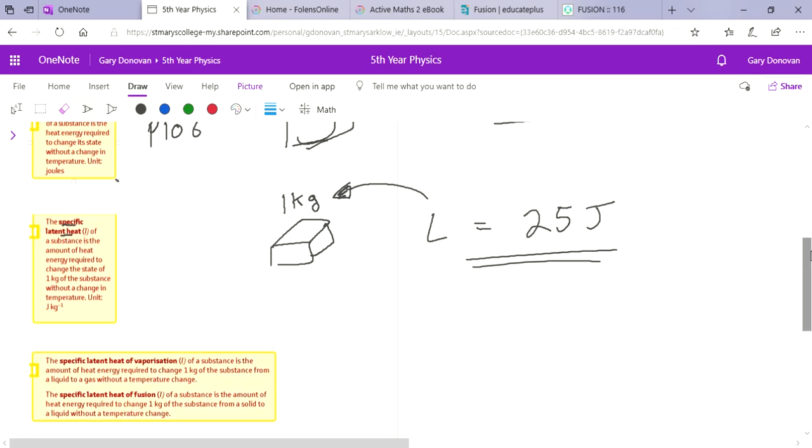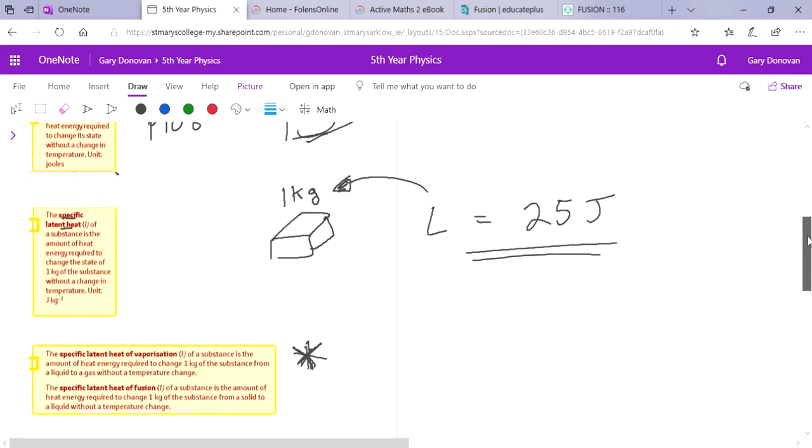So this is broken down further. We have the specific latent heat of vaporization of a substance, which is the amount of energy required to change 1 kg of the substance from liquid to a gas. Whereas the specific latent heat of fusion of a substance is the amount of heat required to change 1 kg of the substance from a solid to a liquid. You must learn those definitions. They're really, really common. You need to learn them.